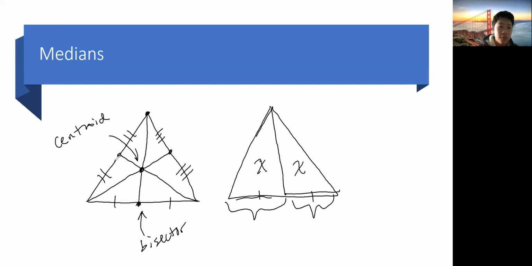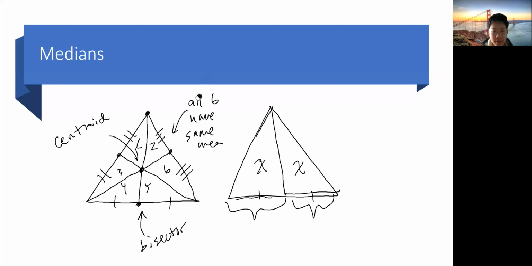Okay, so that's when we draw one median. But if we draw three medians, the cool thing about this is that it divides into six parts now. We have one part, two, three, four, five, six, right? And the cool thing is all six of these parts have the same area, okay? So all six of these, same area. Okay, so those are medians.